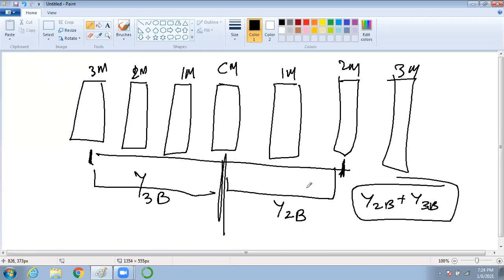If I say second and third maxima on one side, then what you should do? You should subtract it. Why? Because distance is always measured from the central maxima. But since it is on the opposite side, it will be added. Am I clear?